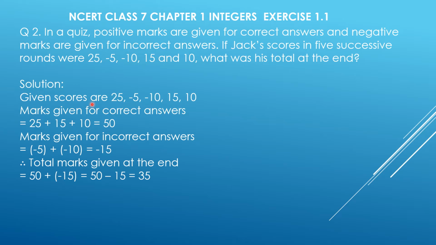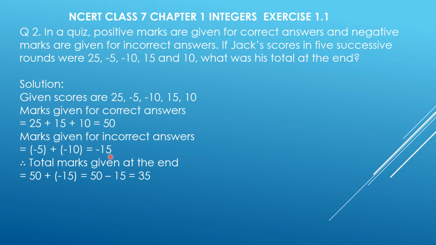So the given scores are 25, -5, -10, 15 and 10. Just we have written down the marks obtained by him. Marks given for correct answers: let us add the positive marks, that is 25 plus 15 plus 10, which is equal to 50. Okay. Now marks given for incorrect answers: write down the negative marks obtained by him, that is -5 plus -10, which is equal to -15.